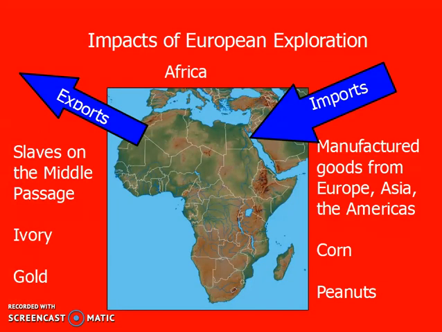Going into Africa, these imports, you've got manufactured goods, weaponry, furniture, all kinds of things like that. Cotton turned into cloth, that sort of thing. They're also bringing in corn and peanuts, which become staple foods in Africa, foods that become very entrenched into the diets of Africans. They're also removing, as an export, slaves, obviously, along the Middle Passage, which is that trip across the Atlantic. It's the middle part of the triangular trade, as well as ivory and gold.